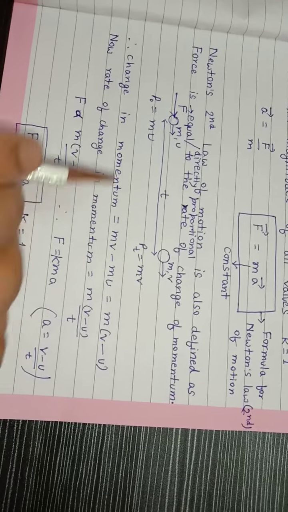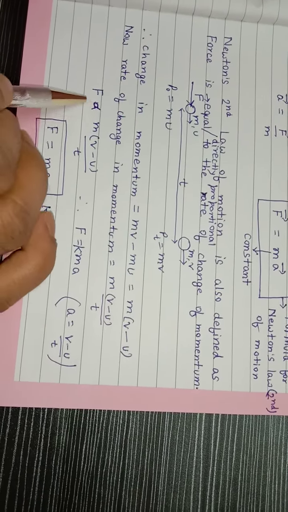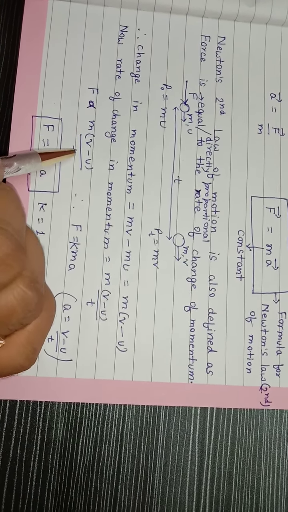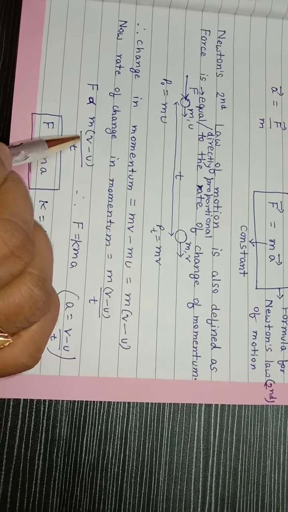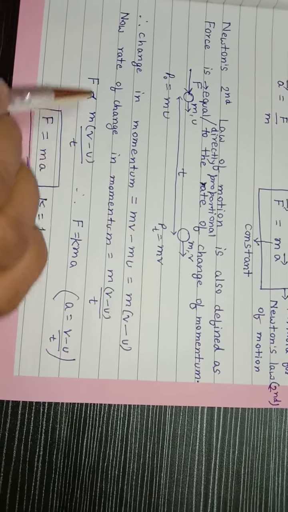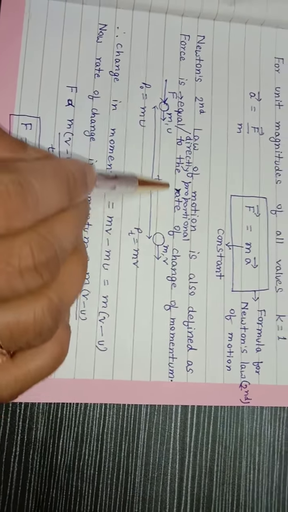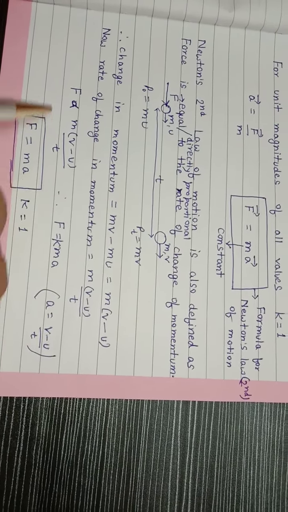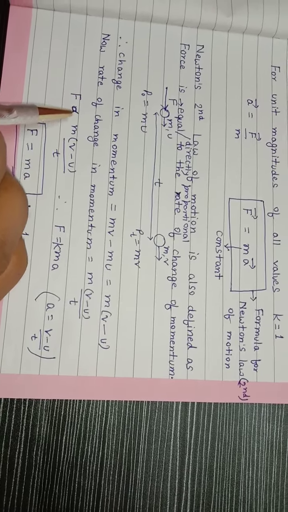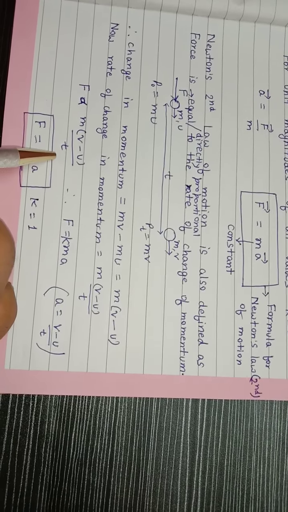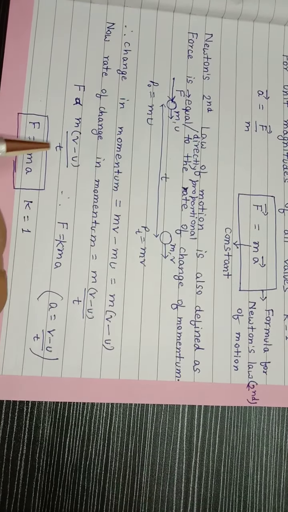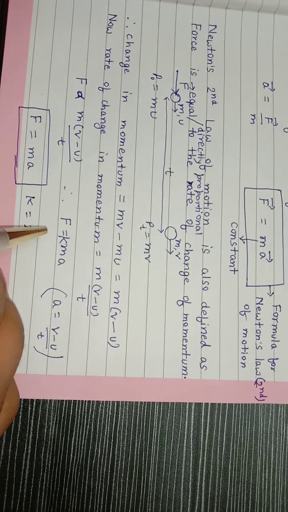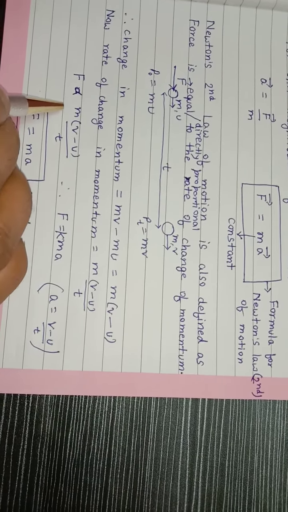According to the definition, force is directly proportional to mass into (v minus u) by t. That means force is directly proportional to the rate of change of momentum. What is rate of change of momentum? m into (v minus u) by t. So by the definition, F is directly proportional to m into (v minus u) by t. Now if we remove the proportionality sign and use the constant of proportionality, it will be F is equal to k m (v minus u) by t.